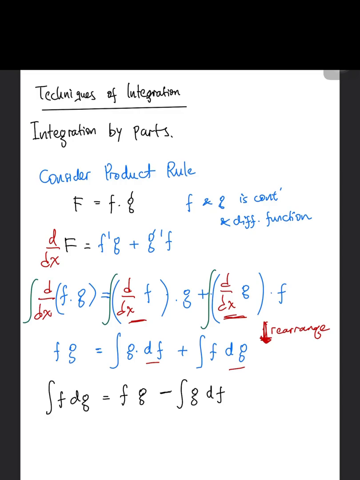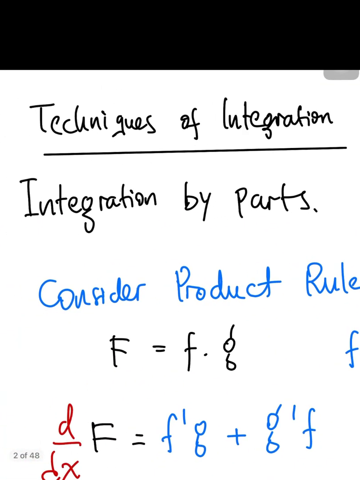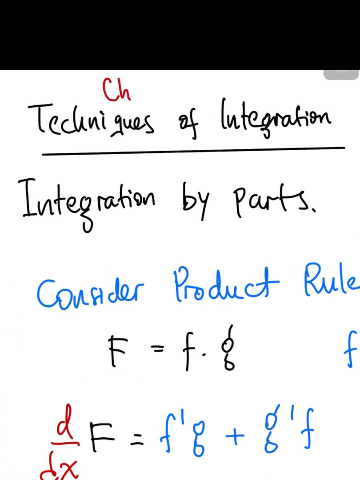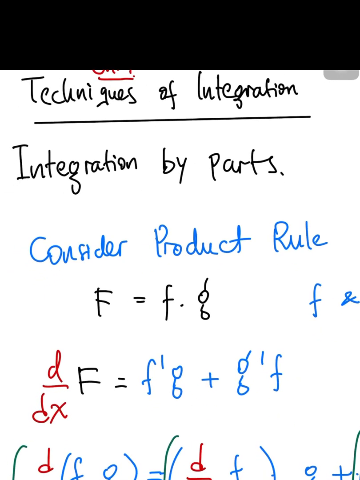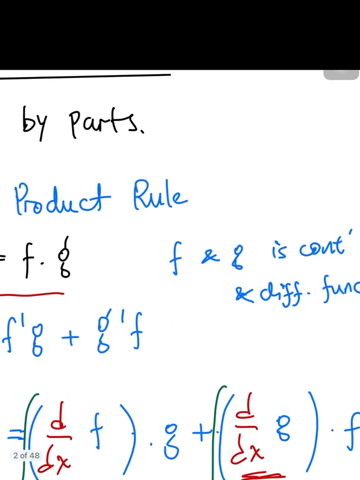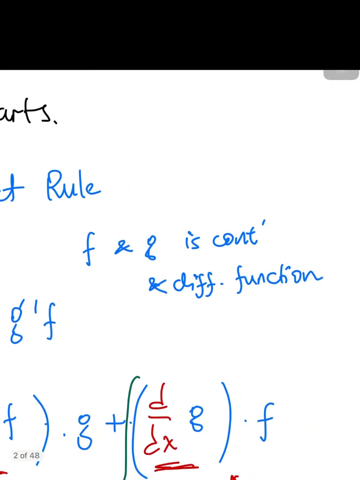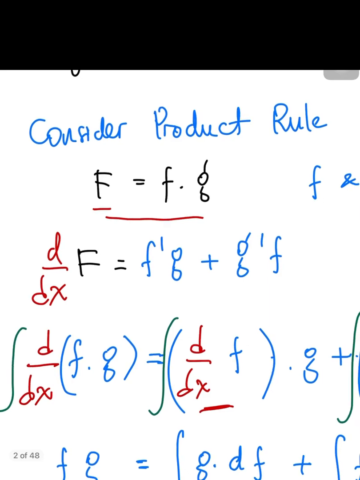Okay, the next part, we will continue to chapter 7, techniques of integration. The first integration technique that I want to show you in this chapter is integration by parts. Let's consider the product rule. So if you have F equal to f times g, and all the functions are continuous and differentiable, then our product rule is f prime g plus g prime f.